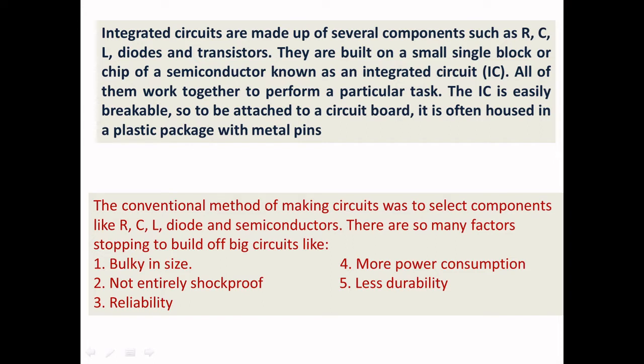When you go for the integrated circuits, they are made up of several components such as resistors, capacitors, diodes and transistors. They are built on a single block or single chip of the semiconductor. The size will be very small, and to do the particular task, all are integrated.